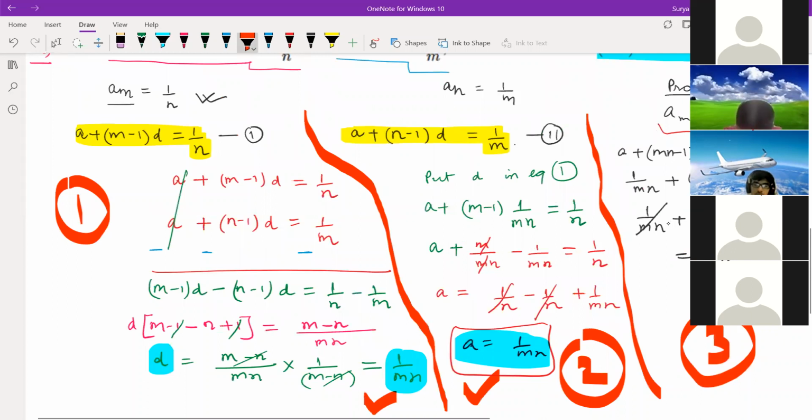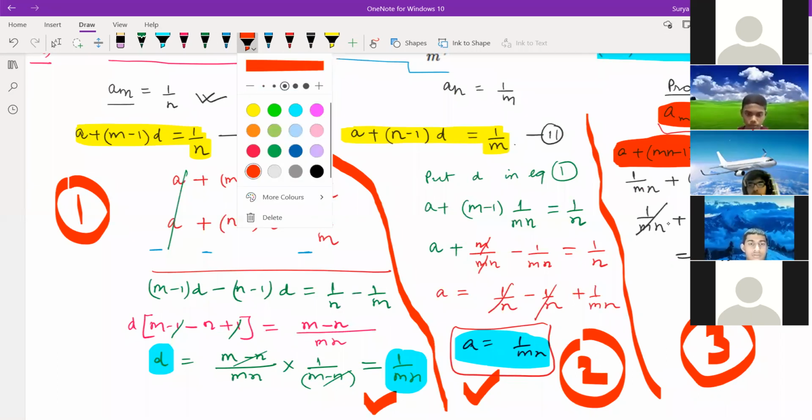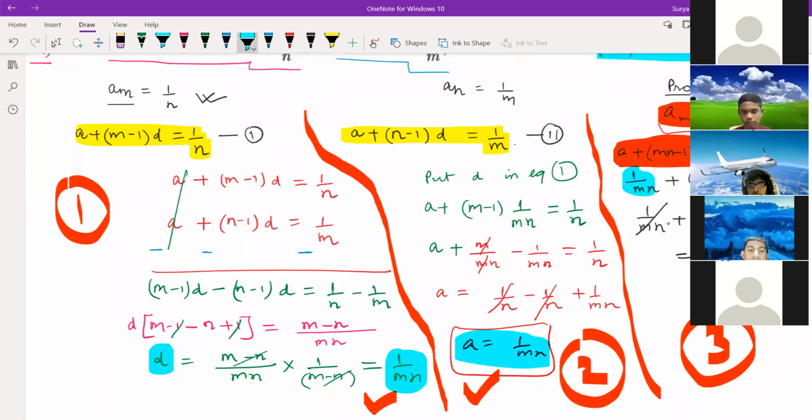Over here, this formula you understood: A plus mn minus 1 into D, because we have to prove that A mn is equal to 1. So A mn is nothing but A plus mn minus 1 into D, correct? So A value is 1 by mn, mn minus 1 as it is. Again D value is 1 by mn. So 1 by mn as it is I wrote.